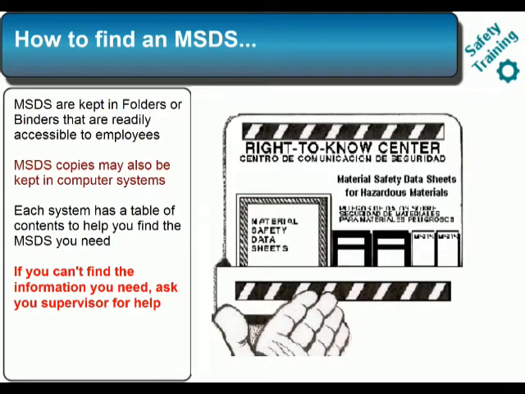MSDS are kept in folders or binders that are readily accessible to employees. Copies may also be kept in computer systems. Each system has a table of contents to help you find a specific MSDS. If you can't find the information you need, be sure to ask your supervisor for help.